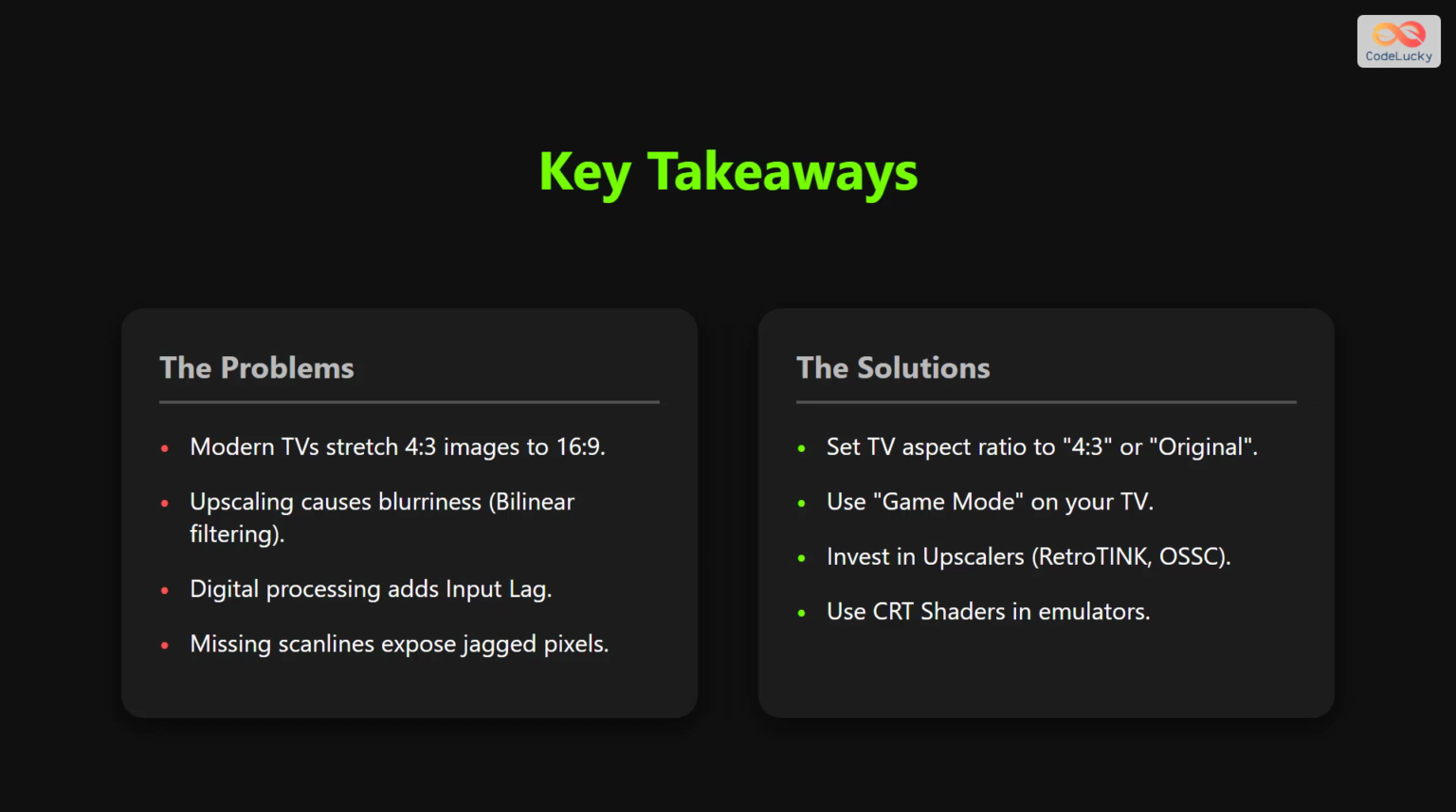In summary, old games look worse because modern screens are too sharp, too wide, and too slow for the analog signals of the past. To get the best experience, always set your TV to 4:3 aspect ratio, turn on game mode to reduce lag, and consider investing in a proper upscaler or using high-quality shaders. Preserving the original look keeps these classics timeless.